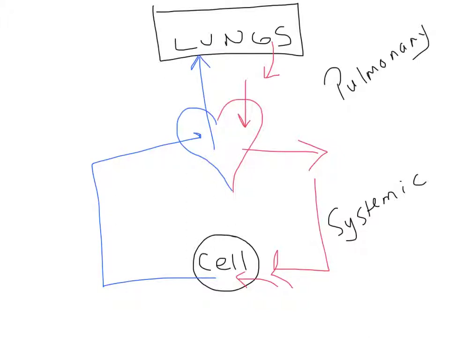So again, looking at this, we can see that the right side of the heart is deoxygenated, the left side of the heart is oxygenated, and what this particularly shows is the pulmonary circuit and the systemic circuit. The pulmonary is to and from the lungs, systemic is to and from the cells. Noting that the pulmonary and systemic both have an oxygenated and a deoxygenated component, and both have a left and right side of the heart involved.